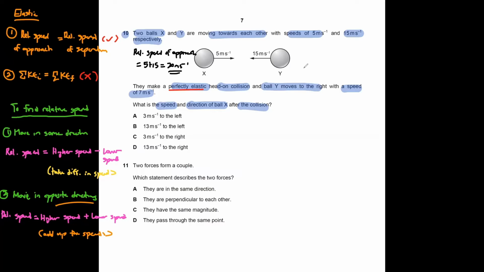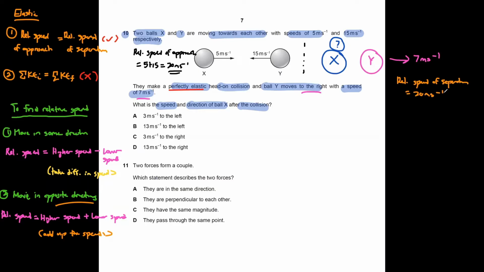Okay. So after collision, what the question mentioned is that Y will be moving towards the right with a speed of 7 meters per second. So this one is already known. What you do not know now is X. You do not know the direction, and you do not know the magnitude of the velocity. But what you do know is that because it's a perfectly elastic collision, the relative speed of separation must be equal to 20 meters per second. That's what you should be able to see here.